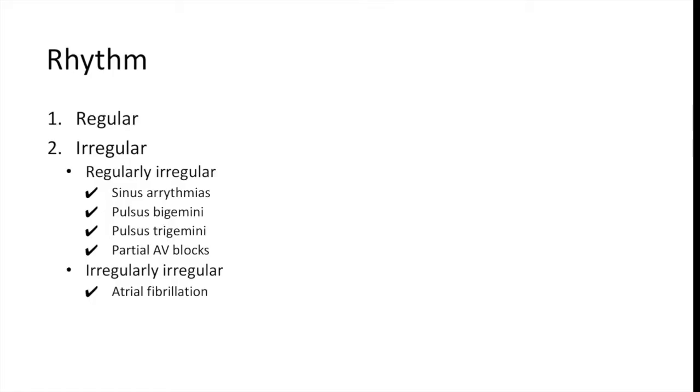Now coming to rhythm of the pulse. There are two types of rhythms of the pulse, regular and irregular. Irregular rhythms are further classified as regularly irregular and irregularly irregular. Regularly irregular pulses are seen in cases of sinus arrhythmias, partial AV blocks, pulsus bigemini, and pulsus trigemini, while irregularly irregular pulses are seen in cases of atrial fibrillation.